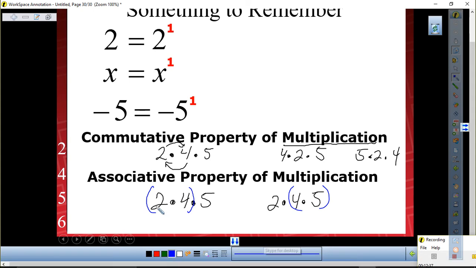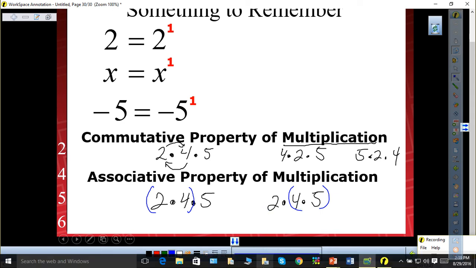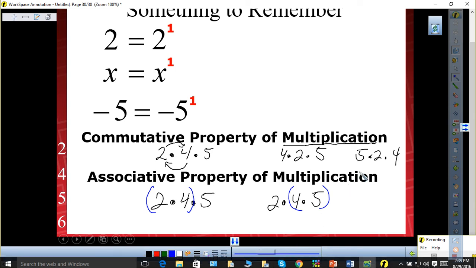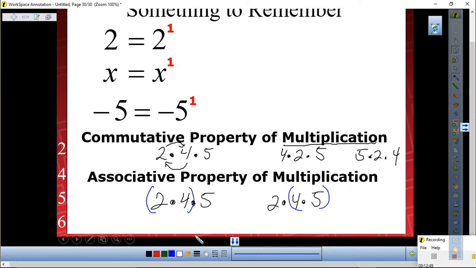So watch. What is 2 times 4? 8 times 5, that's 40. Over here, what is 5 times 4 times 2? It's still 40. So it doesn't matter how you associate the numbers, as long as there's multiplication throughout, the product still remains the same.